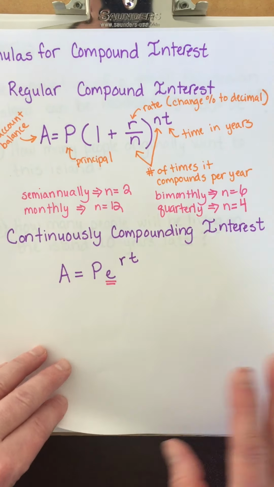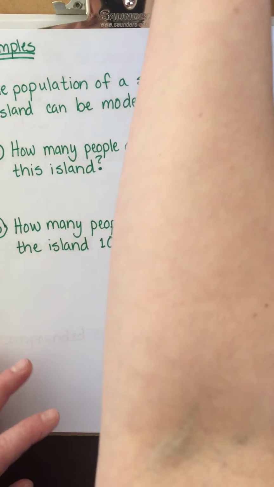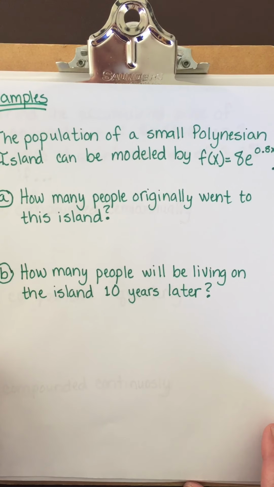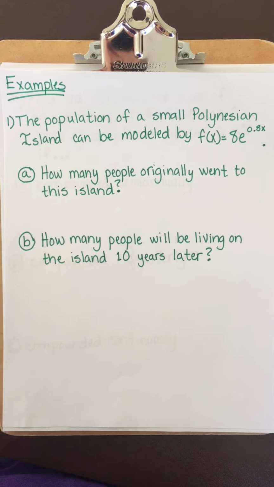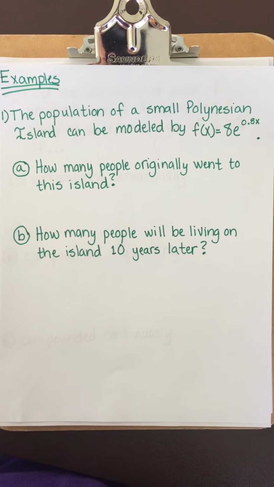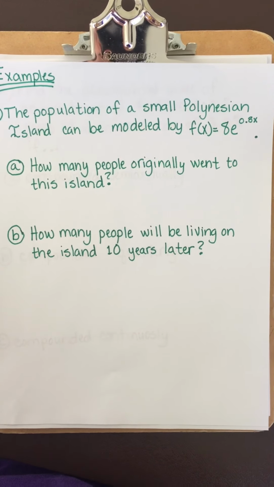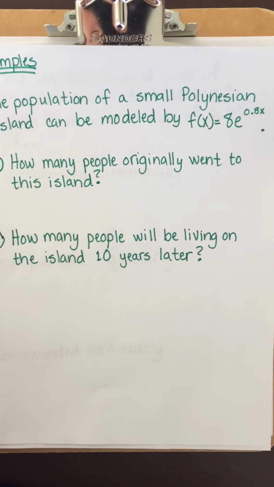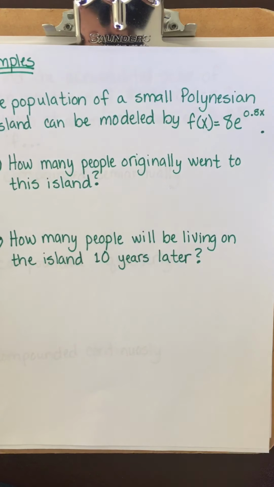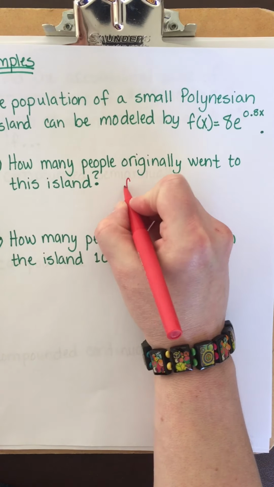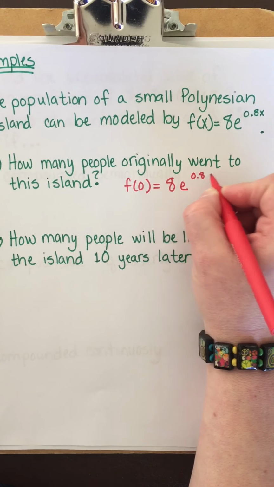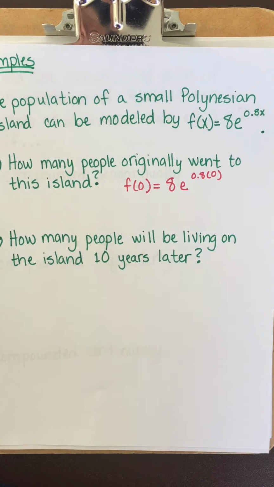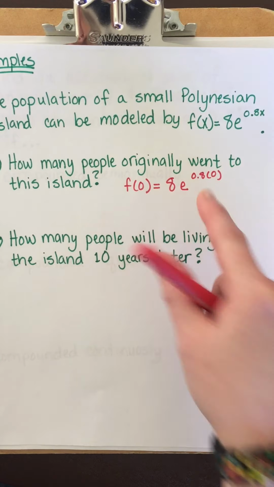So let's do some examples. We'll start with a couple of easy ones that we'll just need our calculator for. It says the population of a small Polynesian island can be modeled by f of x equals 8 times e raised to the 0.8x. How many people originally went to this island? So originally would mean in the beginning, no time has passed, so they want me to find f of 0. So that would be 8 times e to 0.8 times 0. Now I could throw this in my calculator, but let's use our noodle. 0.8 times 0 is 0.